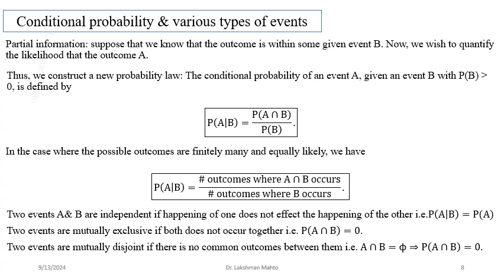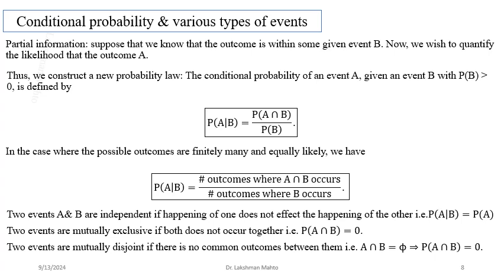If the occurrence of one first is not affecting the occurrence of the other, then we say that A and B are independent. So we say that probability of A given B is equal to probability of A. If B is happening first and it is not affecting A, then simply we say that these two are independent. Right now, this is the first definition of independent events. Later, I will give another definition of independent.